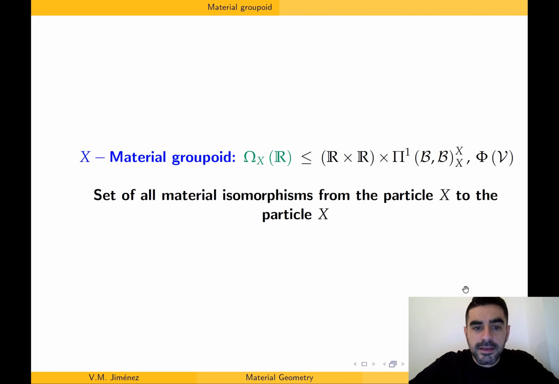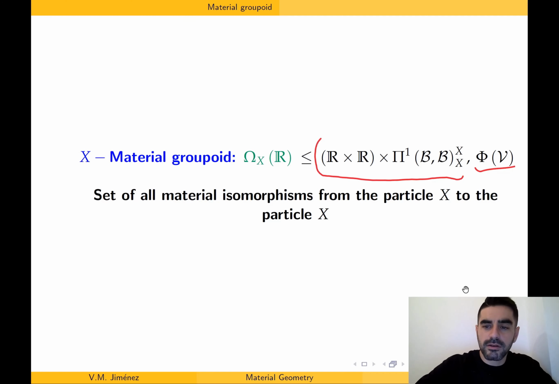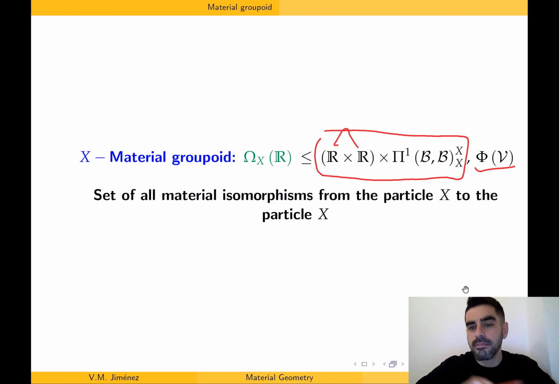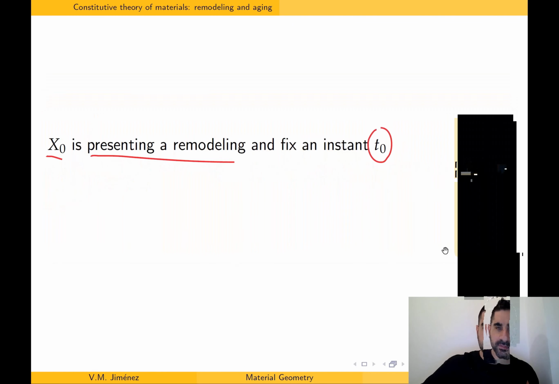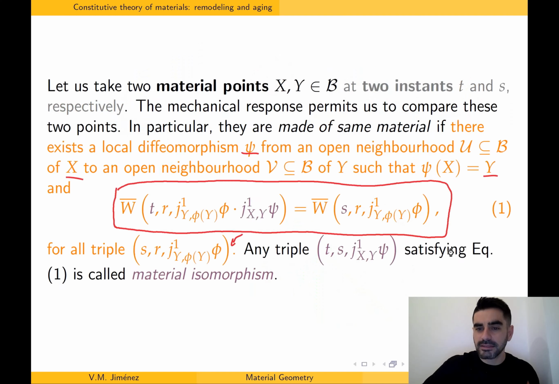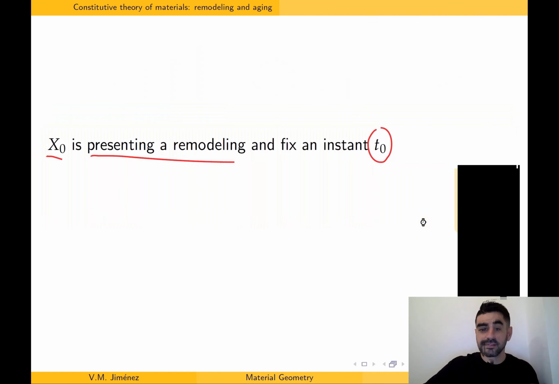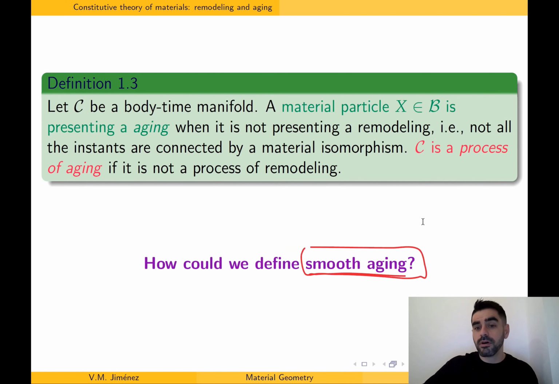So okay, this is a groupoid with a composition of one jet, so it is a subgroupoid of the frame groupoid, but it can also be seen as a subgroupoid of this groupoid, where here we have 2 time variables, and here we have the set of all one jets of local diffeomorphisms from B to B, such that the image of x is x. So roughly speaking, we are in fact just taking these triples with y equal to x. And this is again a Lie groupoid, so there is no problem.